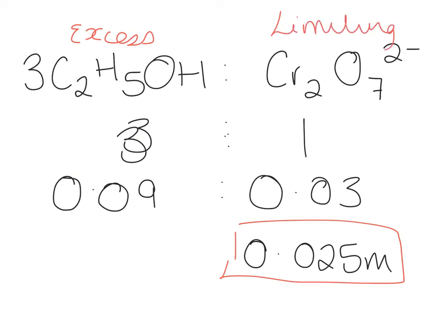Why? Because if this was to react perfectly, our ratio would be 3:1. I would have 3 times the amount of ethanol than I would sodium dichromate. I actually only have 0.025 moles of my sodium dichromate, which is 0.005 short of what I would need, and that's why it becomes our limiting reagent.